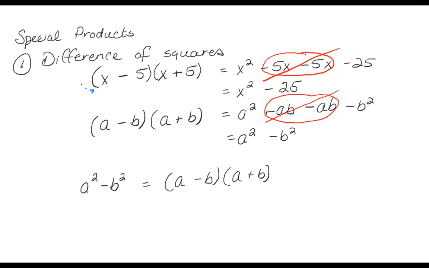So for example, if we had 4x squared minus 49, notice that my leading coefficient isn't 1, but it doesn't matter because this is a perfect square. It's 2x times 2x, or the quantity 2x squared. 49 is a perfect square. It's 7 squared.